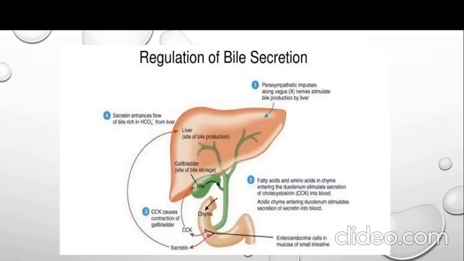Moving on to the regulation of bile secretion. Bile secretion is regulated by parasympathetic impulses along the vagus nerves, which stimulate bile production by the liver. Fatty acids and amino acids in chyme entering the duodenum stimulate the secretion of cholecystokinin into the blood. Also, they stimulate the secretion of secretin into the blood. Cholecystokinin causes contraction of the gallbladder, and secretin enhances the flow of bile rich in bicarbonate from the liver.